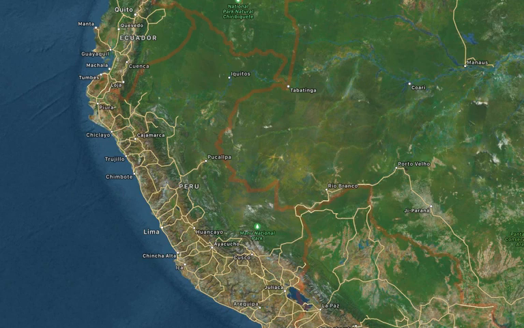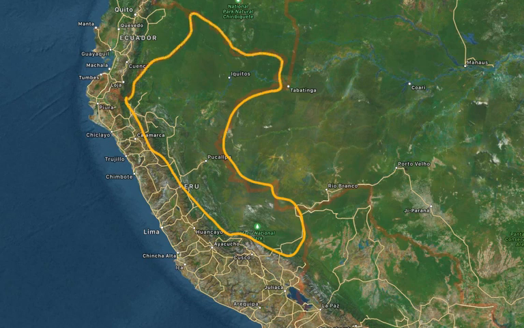And this area pretty much includes all of this. And the rest of it is entirely rainforest. And you can see it looks like almost close to half of Peru is rainforest.